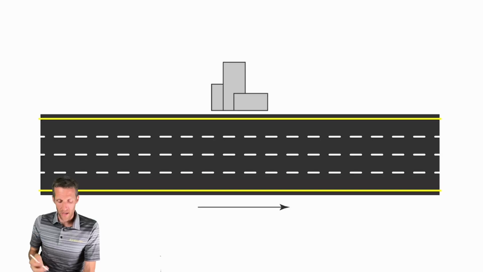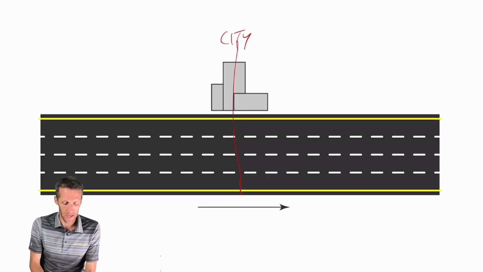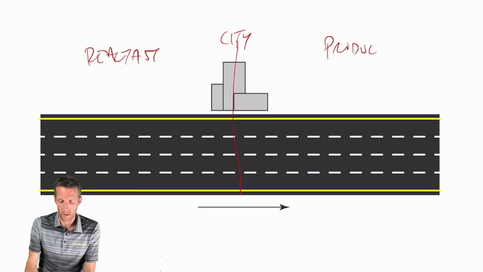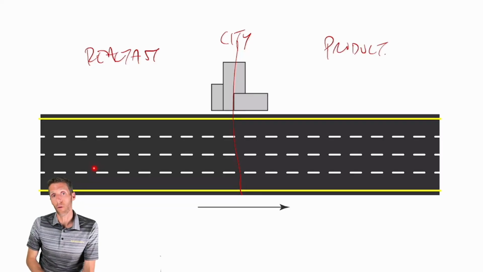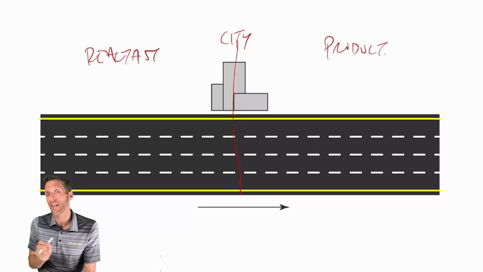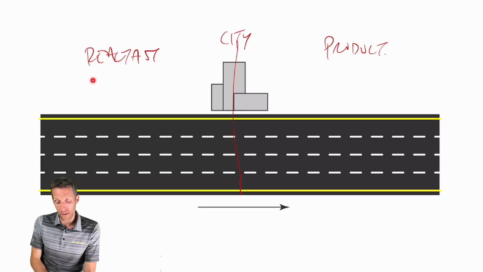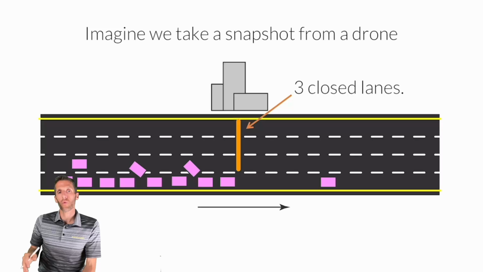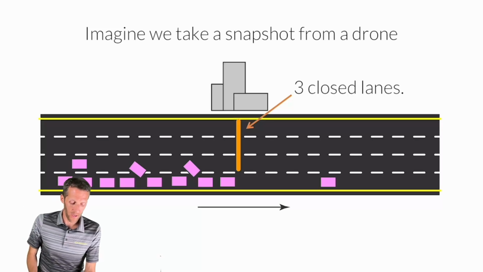What we're going to be thinking about is a highway with 4 lanes where cars are going from left to right. In the middle, we have a city. Everything to the left of the city is a reactant, and everything to the right of the city is a product. And cars are going to be driving from reactant to product. We're going to ask, how does changing the rate of car flow change what we observe in the reactant and the product category? So let's imagine we take a snapshot from a drone and we see the following pattern.